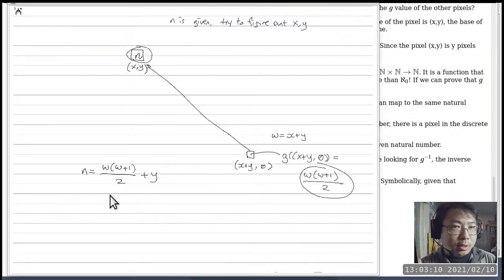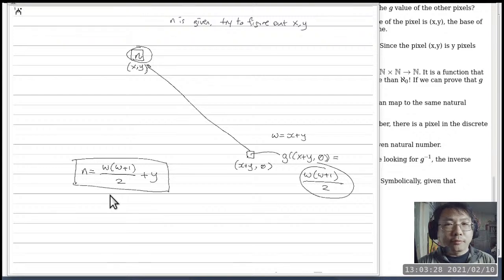We need to figure out what w is. But there are some relationships between those things, and we can figure out the relationship. So we know this is the relationship, and w really is just x plus y. Okay, that is kind of cool. But how do we solve this whole thing? Because we know what n is. This is given. We don't know what w is. So w is unknown, and w is unknown partially because y is also unknown. So this is also unknown.